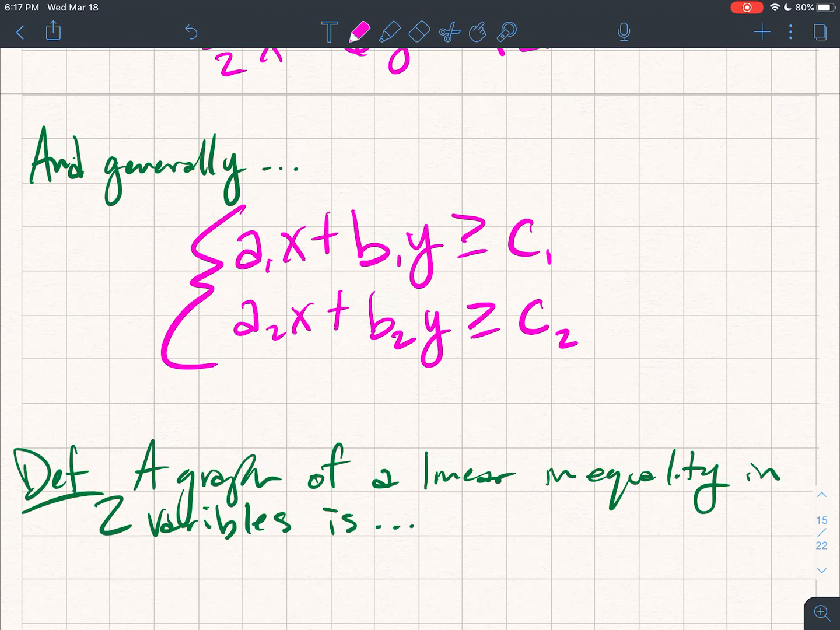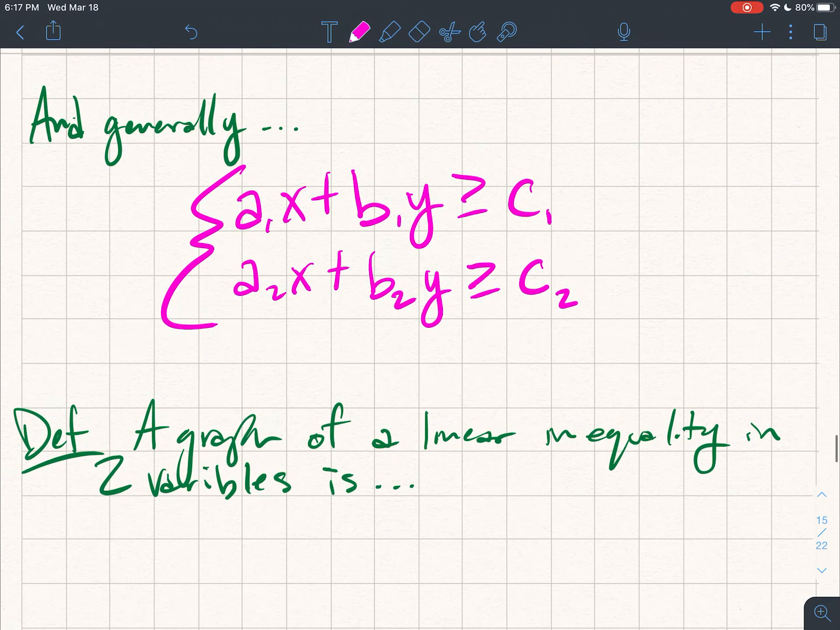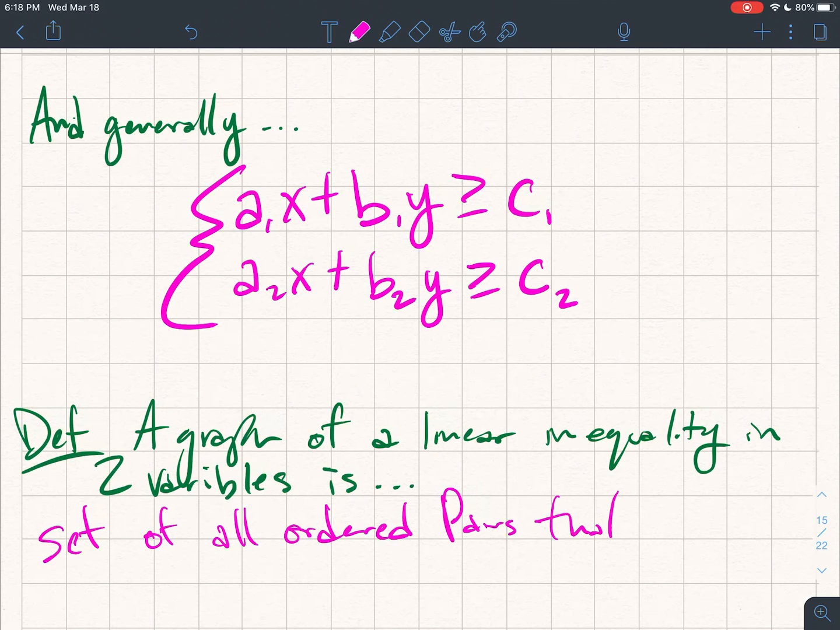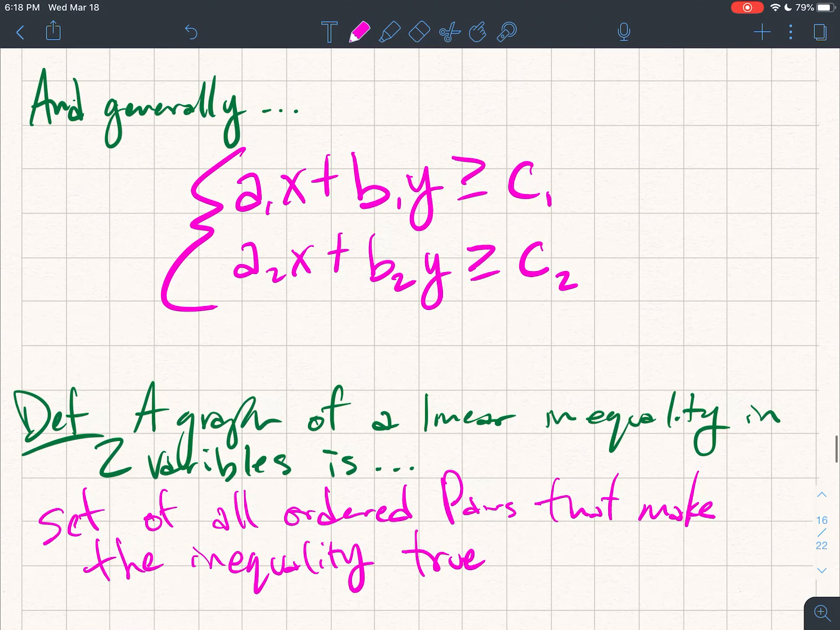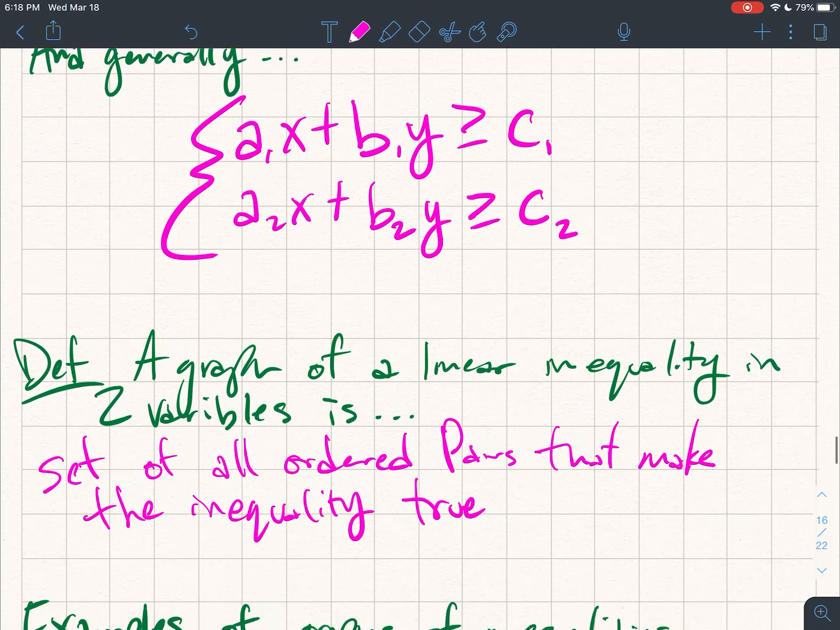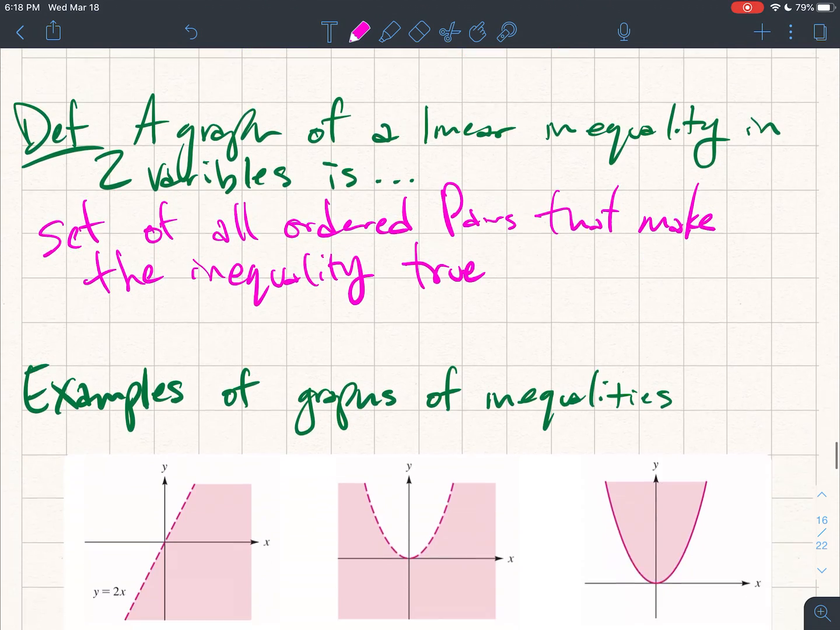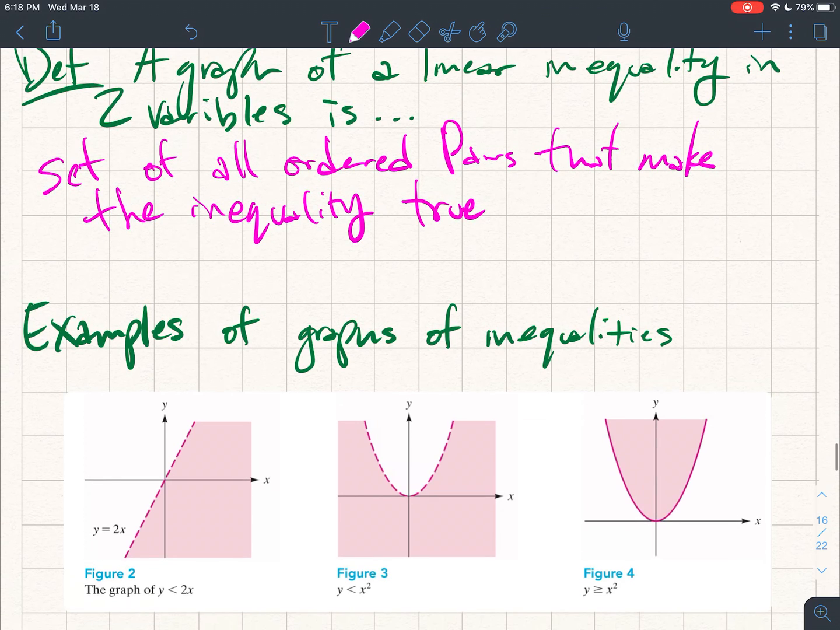A graph of a linear inequality in two variables is the set of all ordered pairs that make the inequality true. Just like with any other equation, sometimes we say it satisfies the inequality, just like we say it satisfies the equation. So here's some examples of graphs of inequalities.